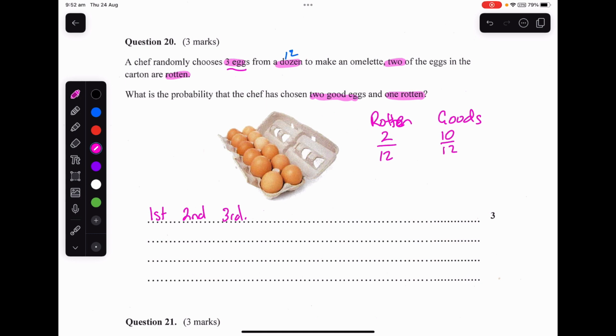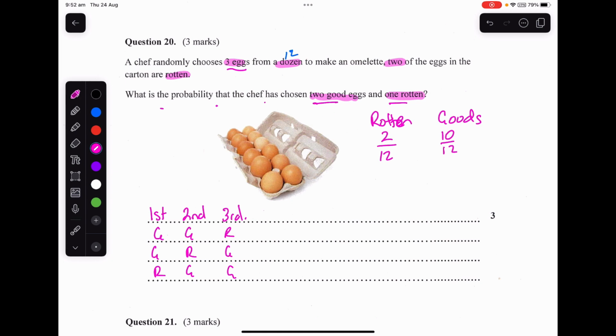Then it says, what is the probability that the chef has chosen 2 good eggs and 1 rotten egg? So if you're taking the eggs out, there's only really 3 ways you can do that. You could go good egg, good egg, rotten egg. Good egg, rotten egg, good egg. Rotten egg, good egg, good egg. So that's pretty much your only choice of getting 2 goods and a rotten.